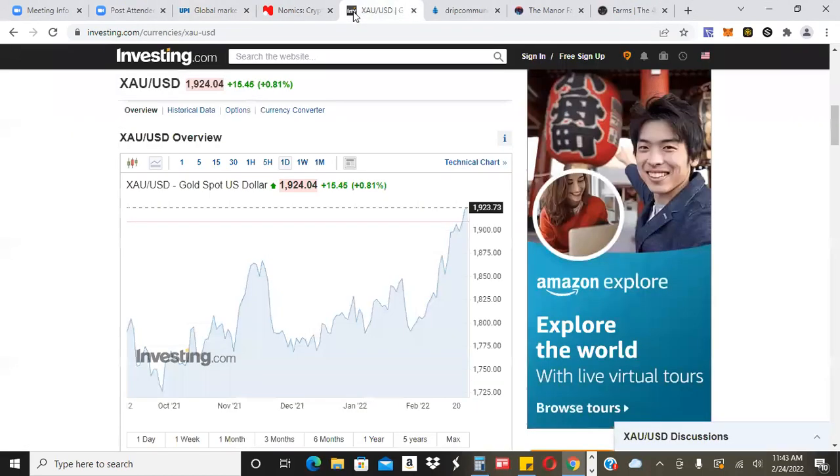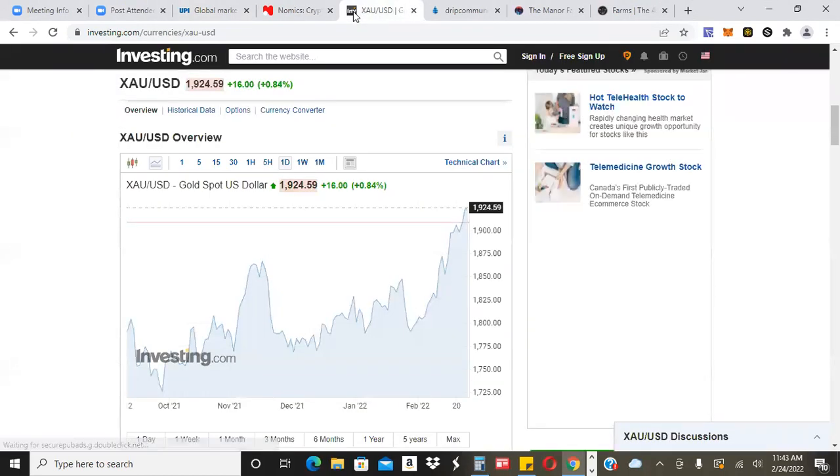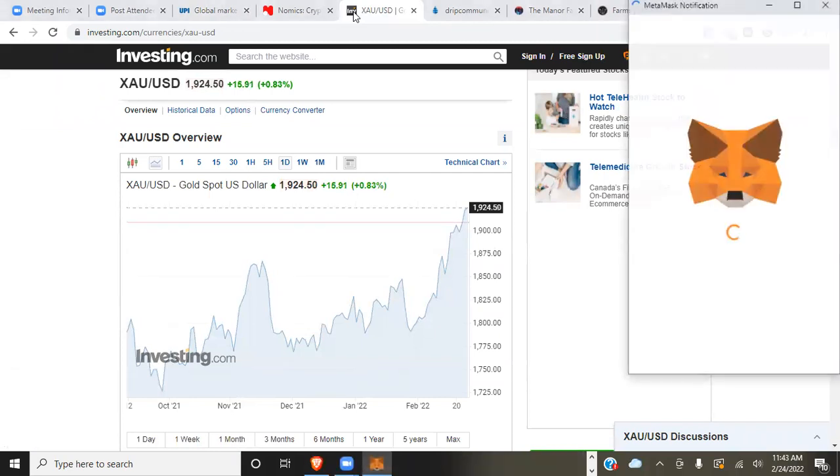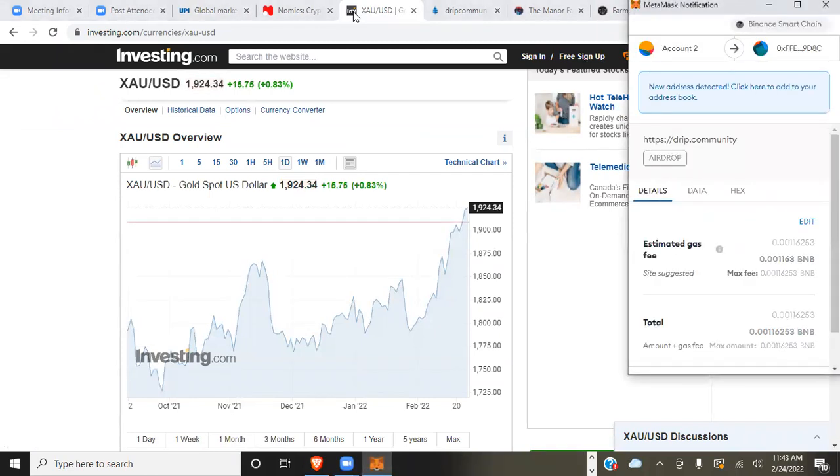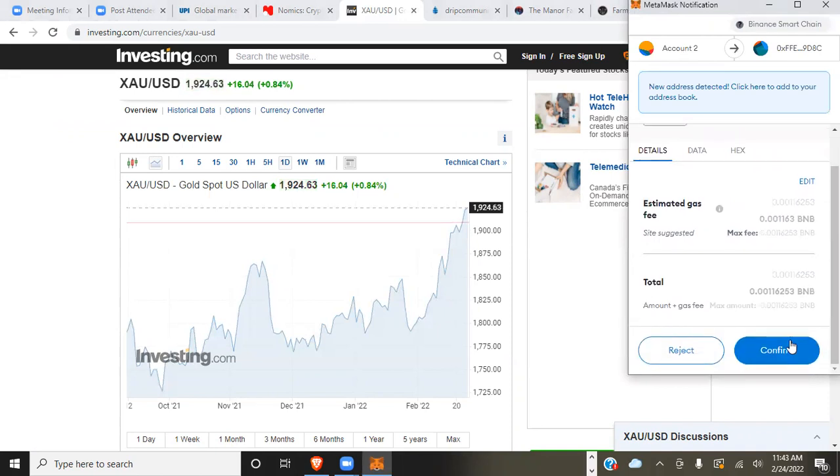Interestingly enough, gold is pumping. Over the last 24 hours, gold has done almost 16% growth.